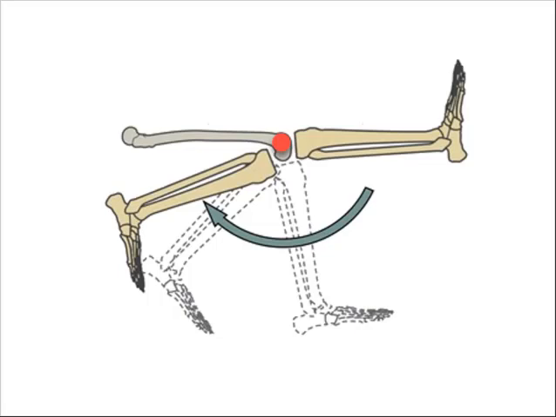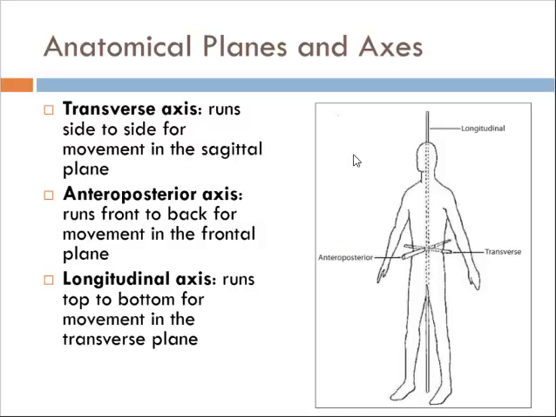In order to talk about this, we have special terms for those, and we have not only those 3 planes, sagittal, transverse, and horizontal, or frontal, but you have axes that run through there. So you have the transverse axis, anterior posterior axis, and longitudinal axis.